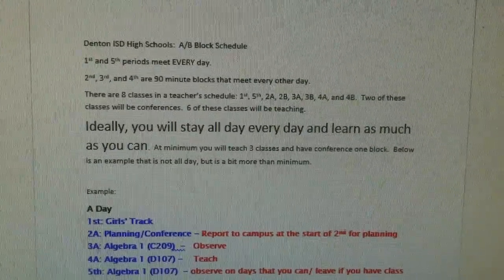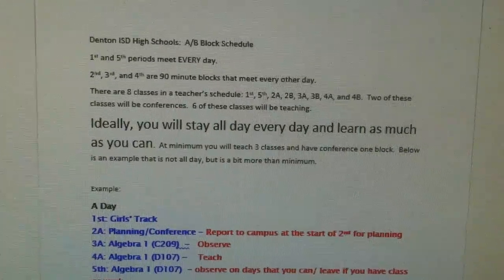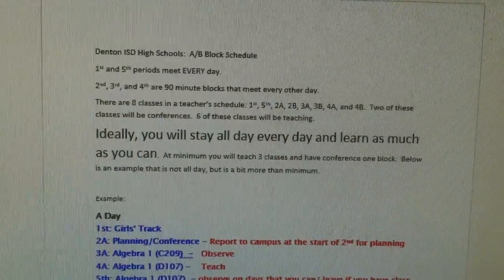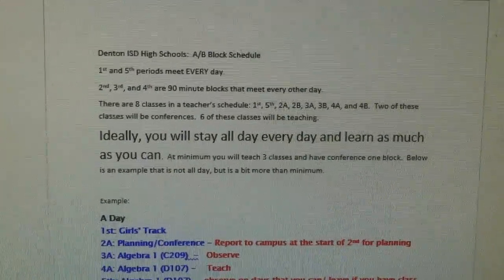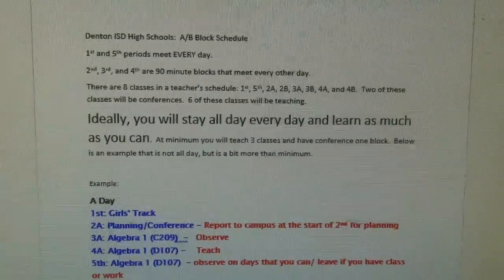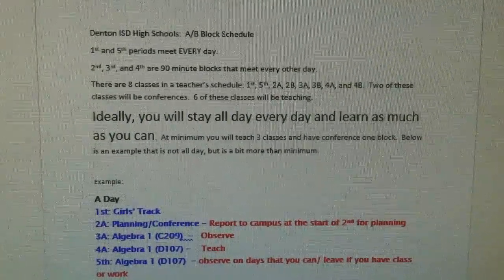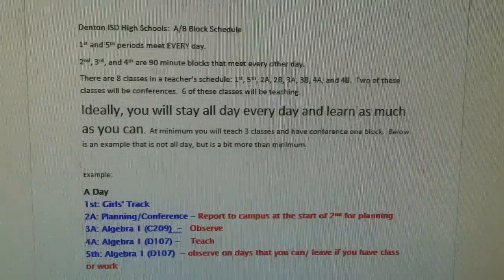Denton High Schools are on an AB block schedule. They have skinny blocks and fat blocks. The skinny blocks are first and fifth periods. These classes meet every day for approximately 50 minutes. Second, third, and fourth are 90-minute blocks that meet every other day. Six of the classes the teacher teaches, and the other two are conference periods.